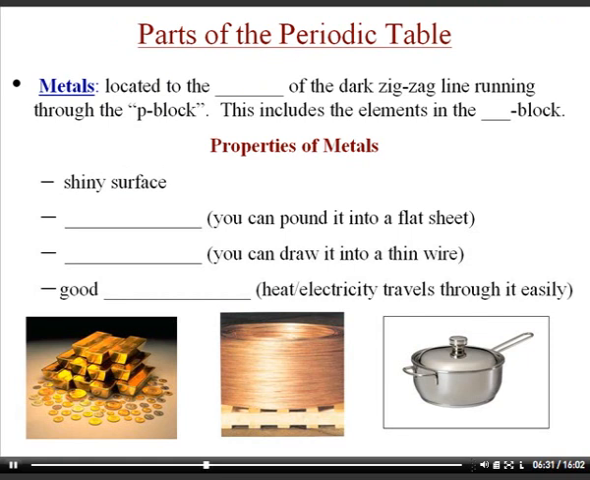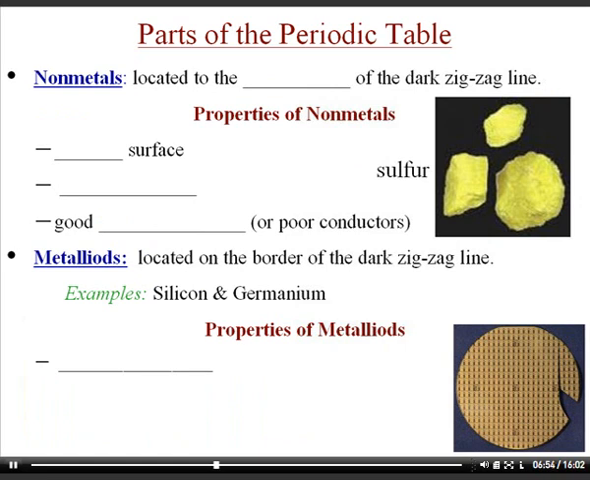Now we start talking about the big sections of the periodic table. The metals are located on the left side of a dark zigzag line that runs through the P block, and this also includes the F block. So the F block, the 4F and the 5F rows, are also metals. All metals have shiny surfaces. They're malleable, which means you can pound them into a flat sheet. They're ductile, which means you can turn them into wire like copper wire, and they're also good conductors of heat and electricity. That's why we make pots and pans out of metals, because heat can go through them.